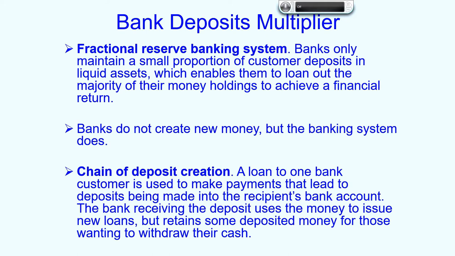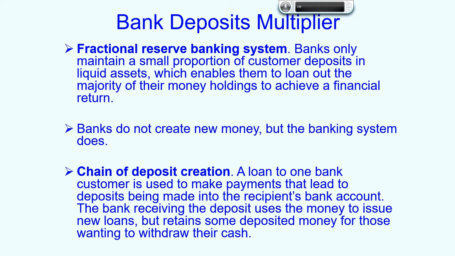The further proposition of the bank deposits multiplier is that there is a chain of deposit creation. Let's say that there is an injection in the economy of £2. This goes into the bank, and the bank uses the money to loan a proportion of it to a borrower in order to make money. That borrower then uses the money to make a transaction, which leads to a payment to the other party to the transaction. And the recipient of the money then deposits the money in their bank account, which may be different from the original bank.